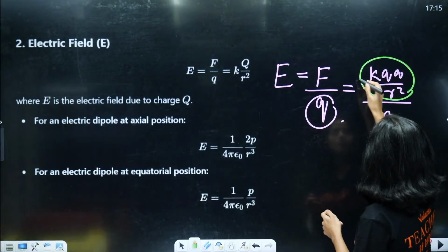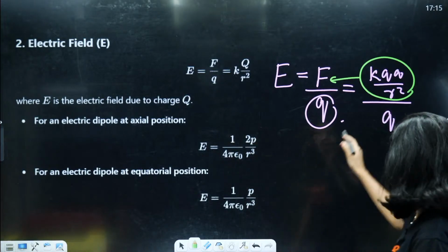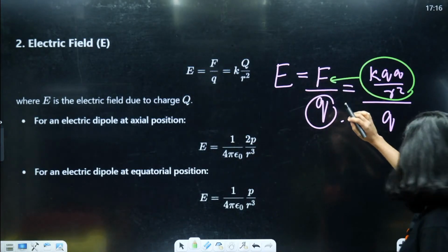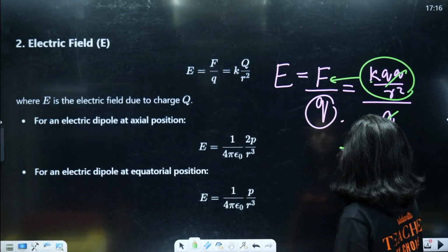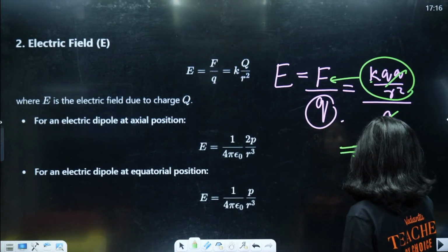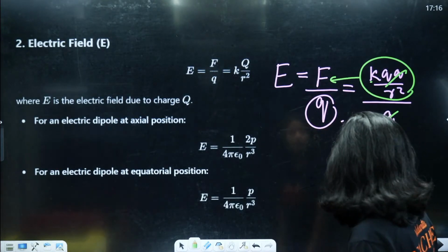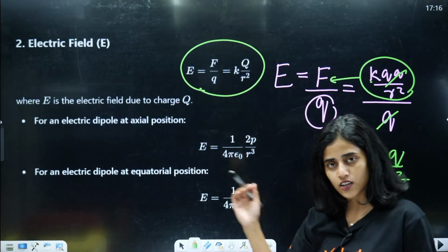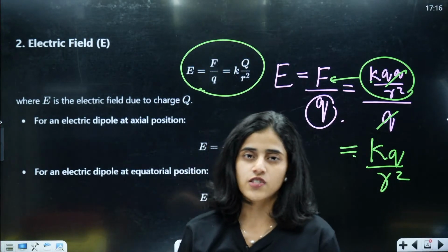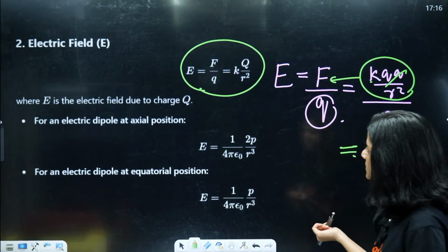So this part is from the force that we learned in the previous slide. This is the formula for force. So K Q Q by R square, Q and Q cancel. So what remains? K Q by R square. This is the formula for electric field. Here also k is the same, 1 by 4 pi epsilon naught, which is 9 times 10 raised to 9.